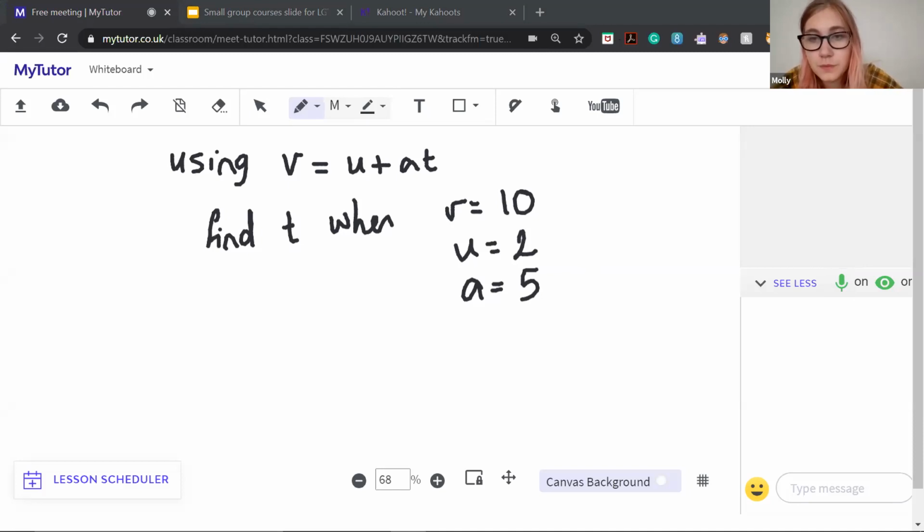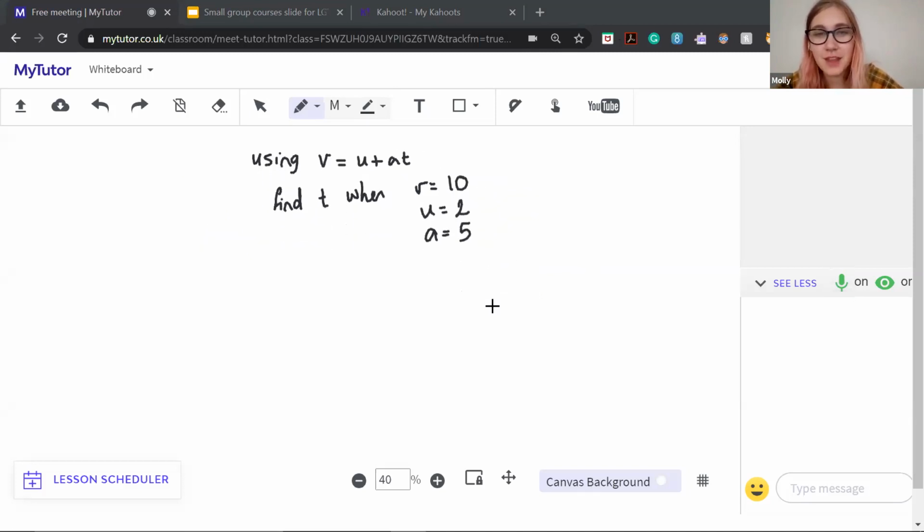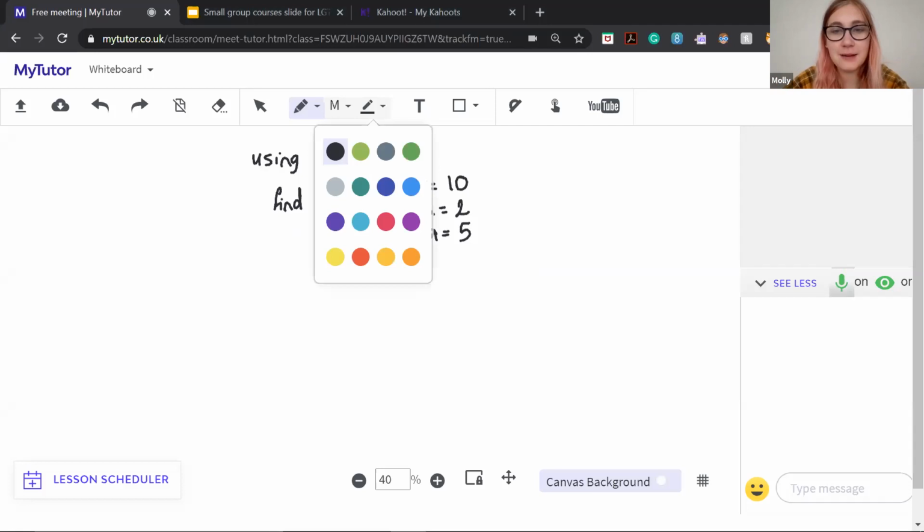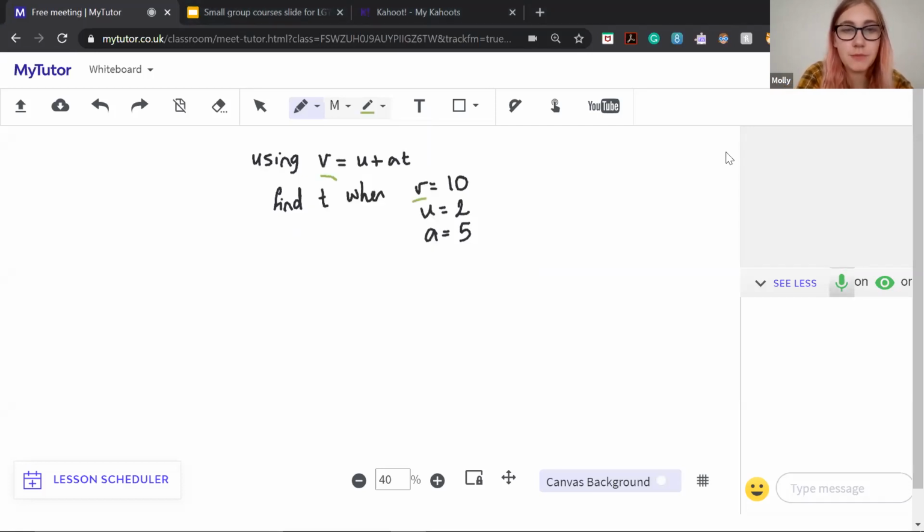Cool. So only one person's replied, but I don't know whether that's because people aren't sure or whether they're still doing it and I don't want to leave it too long. So I'll start going through it, but feel free to chime in even if I haven't finished going through it. All we're going to do here is the same thing that we did before. Just match them up and substitute them in.